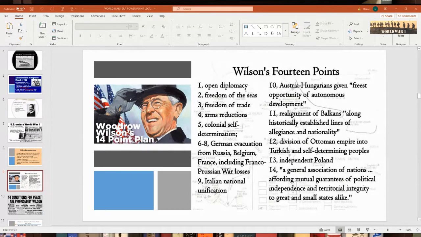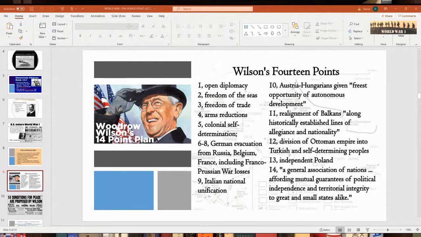Ten, Austro-Hungarians given the freest opportunity for spontaneous development. Of course, that would lead to the breaking up of Austria-Hungary. Then you'd have the formation of Yugoslavia, with Croatia, Serbia, and all those countries down there. So all that would be broken up. That's actually part of eleven, the realignment of the Balkans. That's Yugoslavia, basically. Twelve, division of the Ottoman Empire.